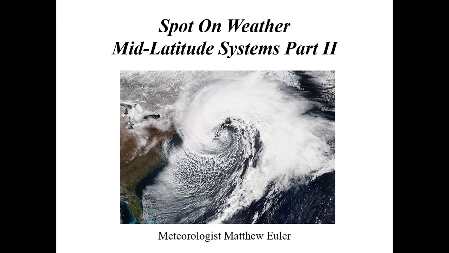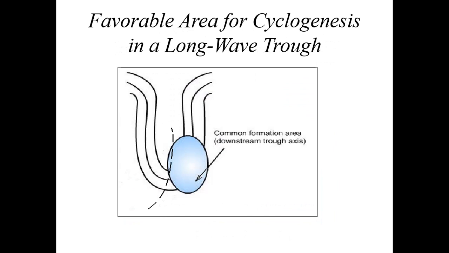So if you've ever been curious as to the dynamics or how high pressure systems form or how low pressure systems form, what causes that explosive development or intensification of existing lows, bomb cyclogenesis, low development off the east coast of the United States in wintertime, you're in the right place for the training. So let's get right into today's training, and I'm going to kick it off with the favorable area for cyclogenesis in a long wave trough.